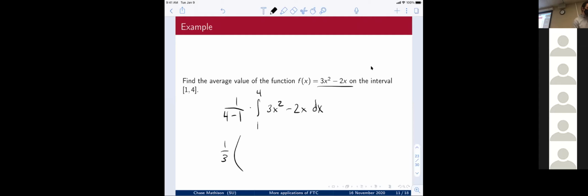So I'm going to get 1/3 out in front times, well, we can break this up into its individual pieces. So this is the integral from 1 to 4 of 3x squared dx plus the integral from 1 to 4 of minus 2x dx. Well, I'll let you write that down.